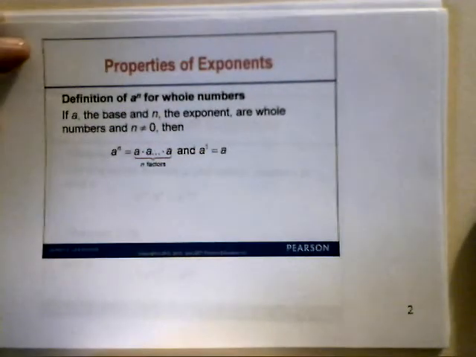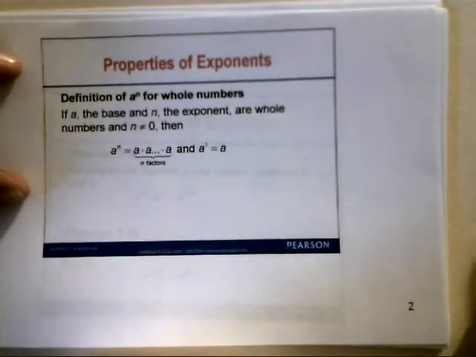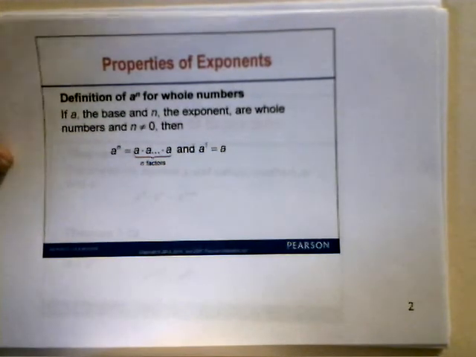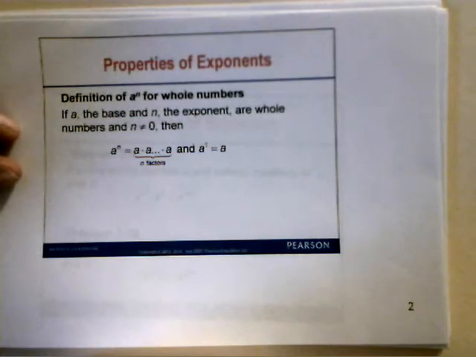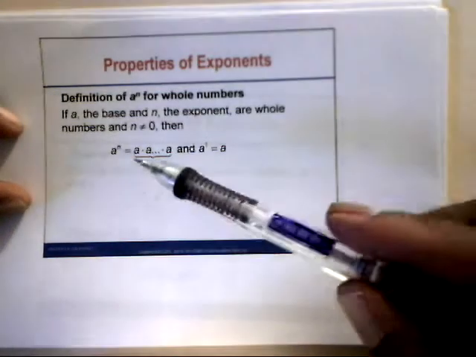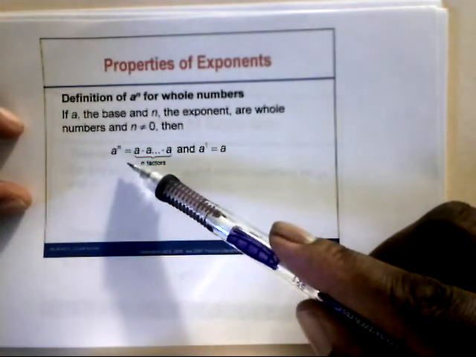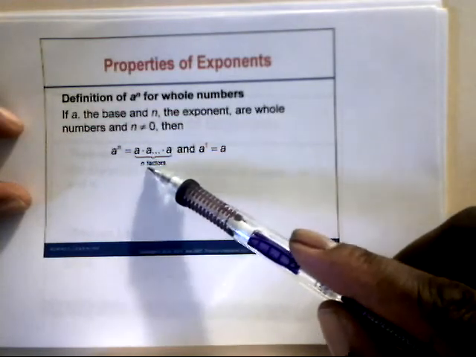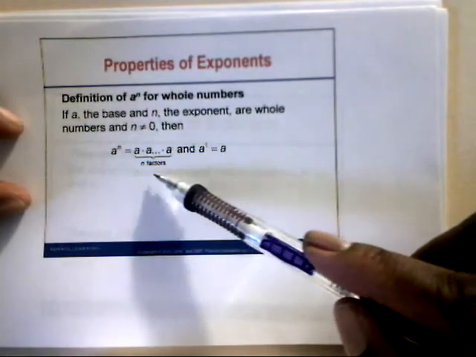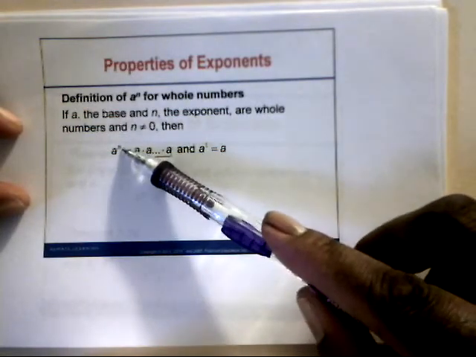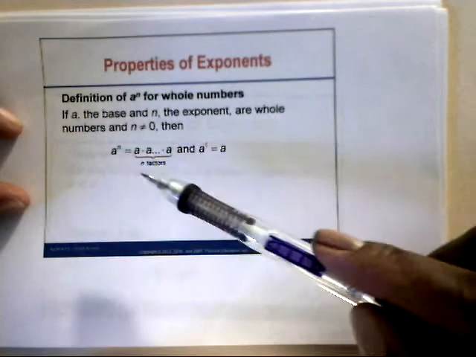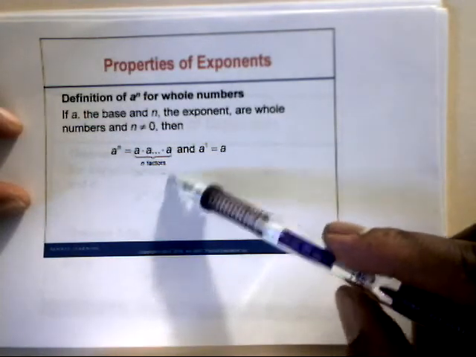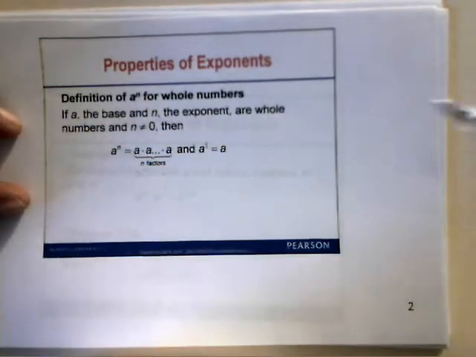Okay. Let's look at some properties of exponents here. The definition of a to the n for whole numbers. If a, the base, and n, which is your exponent, are whole numbers and n is not equal to 0, then a to the power of n is equal to a times a, and so on, all the way to a, and that represents n factors. In other words, the exponent n tells us how many times a is used as a factor. And also, a to the first power is the same as just a.